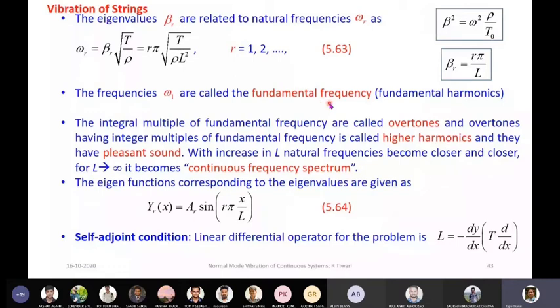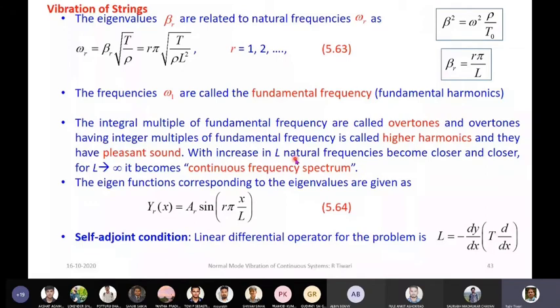Very few cases are there in which this condition holds, and such systems have a pleasant sound. Like the string we are talking about, this is used in the guitar also. When we have tension in the guitar strings and we disturb that string, we get a sound. That is a pleasant sound. Because of these overtones only, we get the pleasant sound. Other structures may not have this kind of overtone behavior.